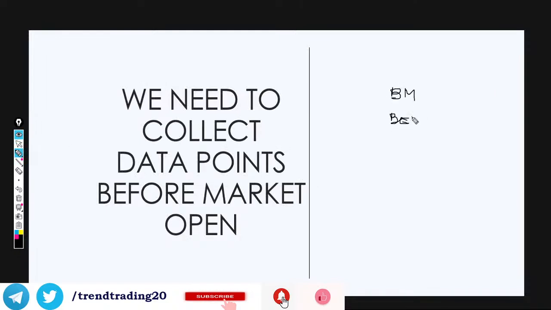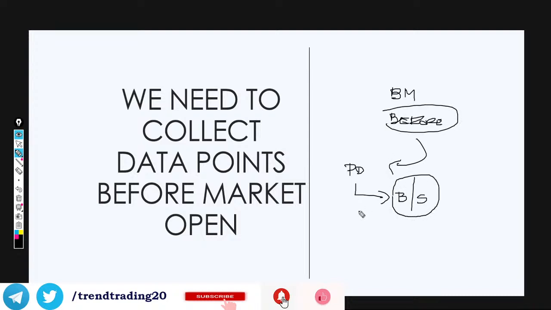We need to understand, before the market, what happened in the previous day's trading session. Who was in control, whether buyers or sellers. We need to check this data point, very important, before the market opens: on the previous day, whether buyers were in control or sellers were in control. This is one more data point which we need to collect for sure. It's a requirement.